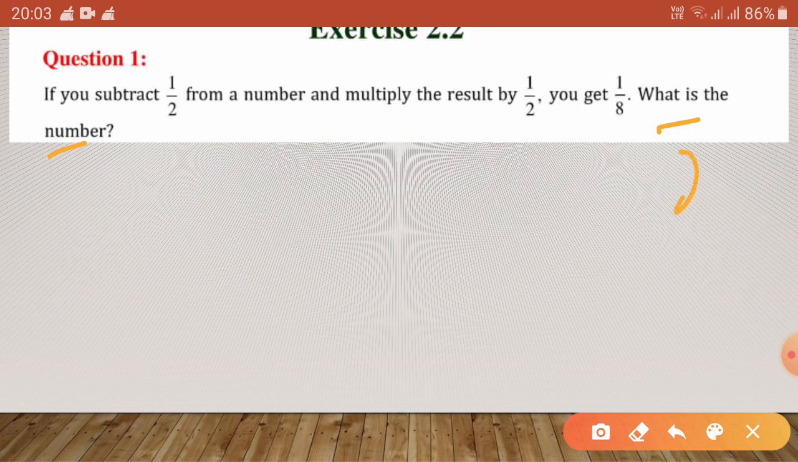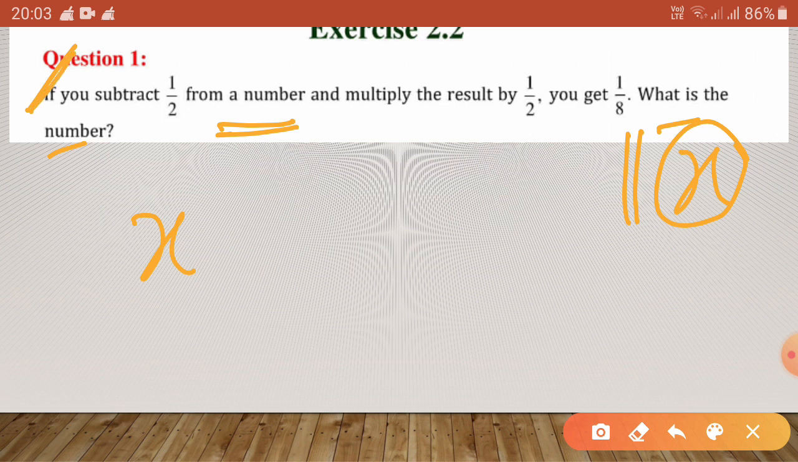Okay, so we are writing the answer here: x. Now read the statement. If you subtract 1 by 2 from a number, what is the number? The number is x. Then read, if you subtract 1 by 2 from a number, so what will be the equation? x minus 1 by 2. Any problem? No. Then, and multiply the result. Result means whatever we get, x minus 1 by 2. Multiply the result by 1 by 2.